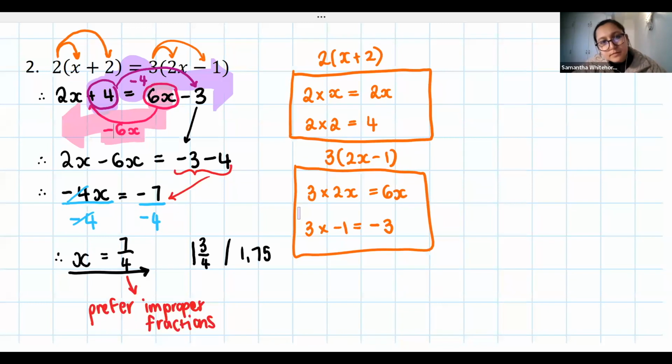Ma'am, can I ask something? In your first step, we wrote 2x plus 4 because there is a plus, isn't it? Yeah, so when you distribute, 2 times 2 is 4, and 2 times x is 2x. Yes, ma'am. Thank you.